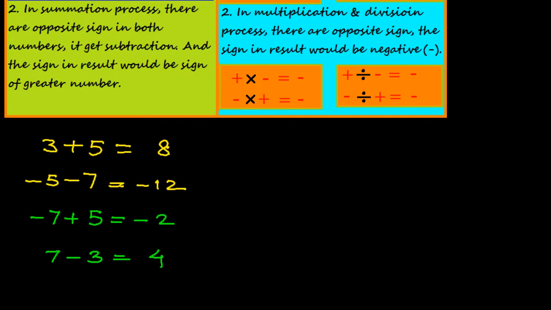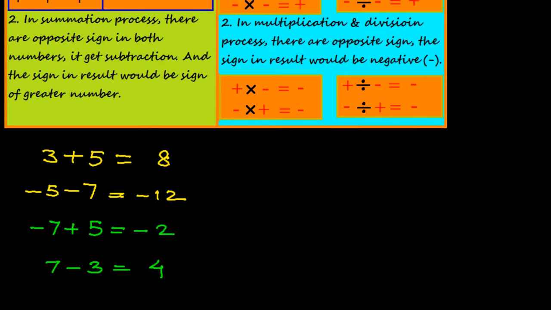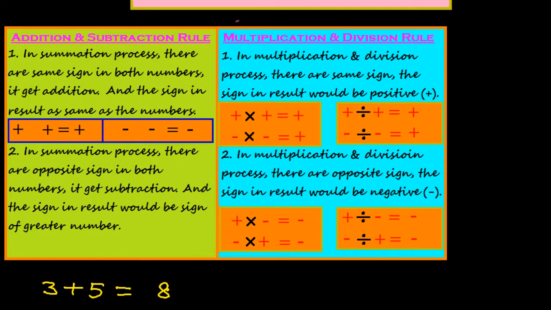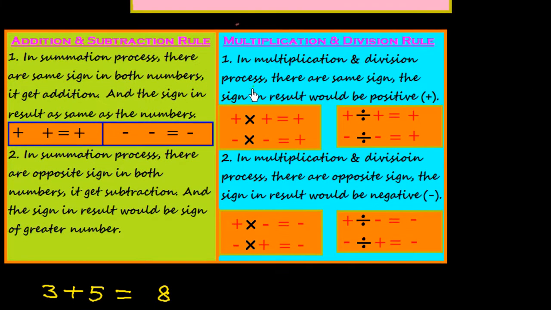Now I explain the sign rules for multiplication and division. In multiplication and division, if there are the same signs, the sign in the result would be positive. Plus multiplied by plus is always plus, minus multiplied by minus is plus, plus divided by plus is always plus, and minus divided by minus is always plus.